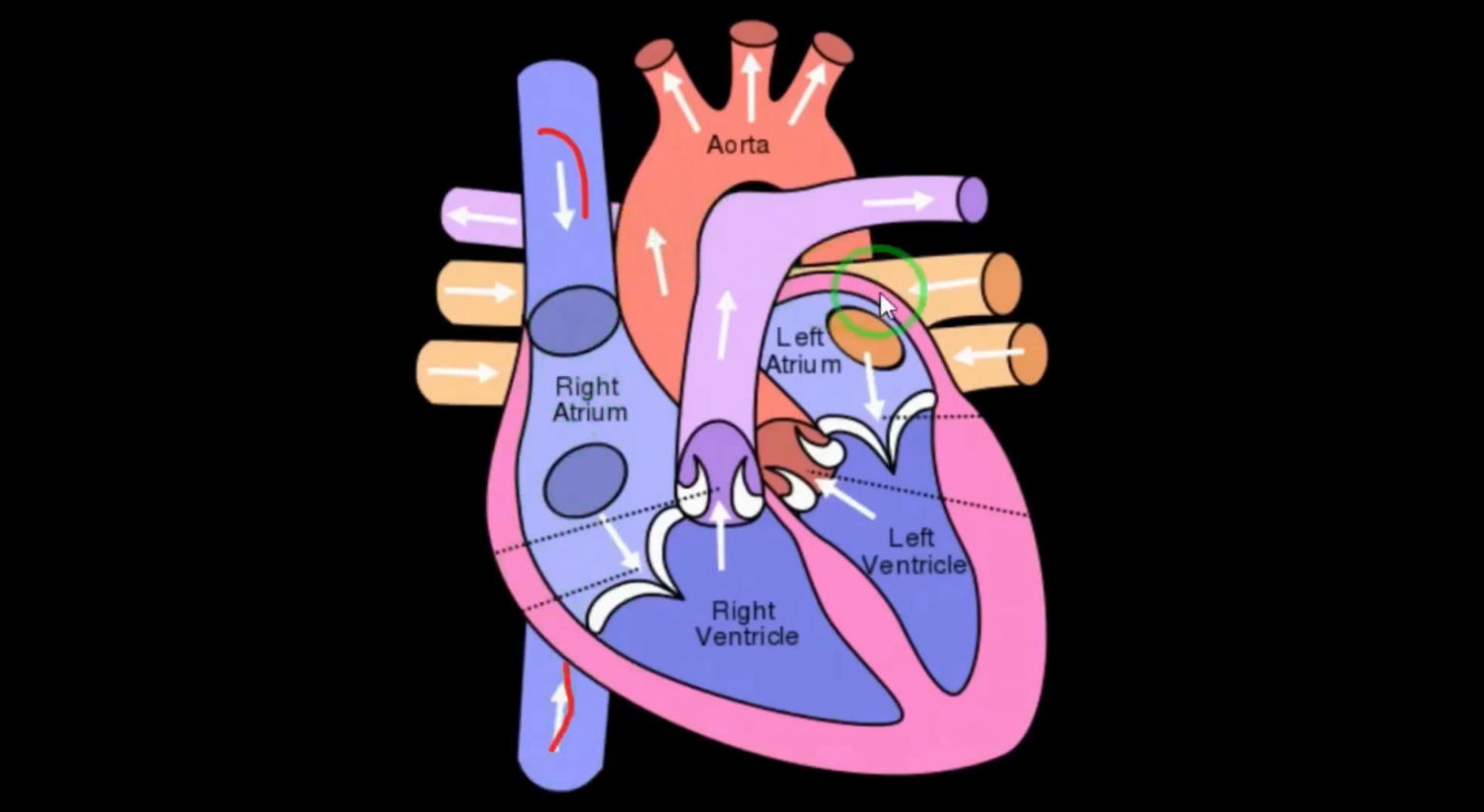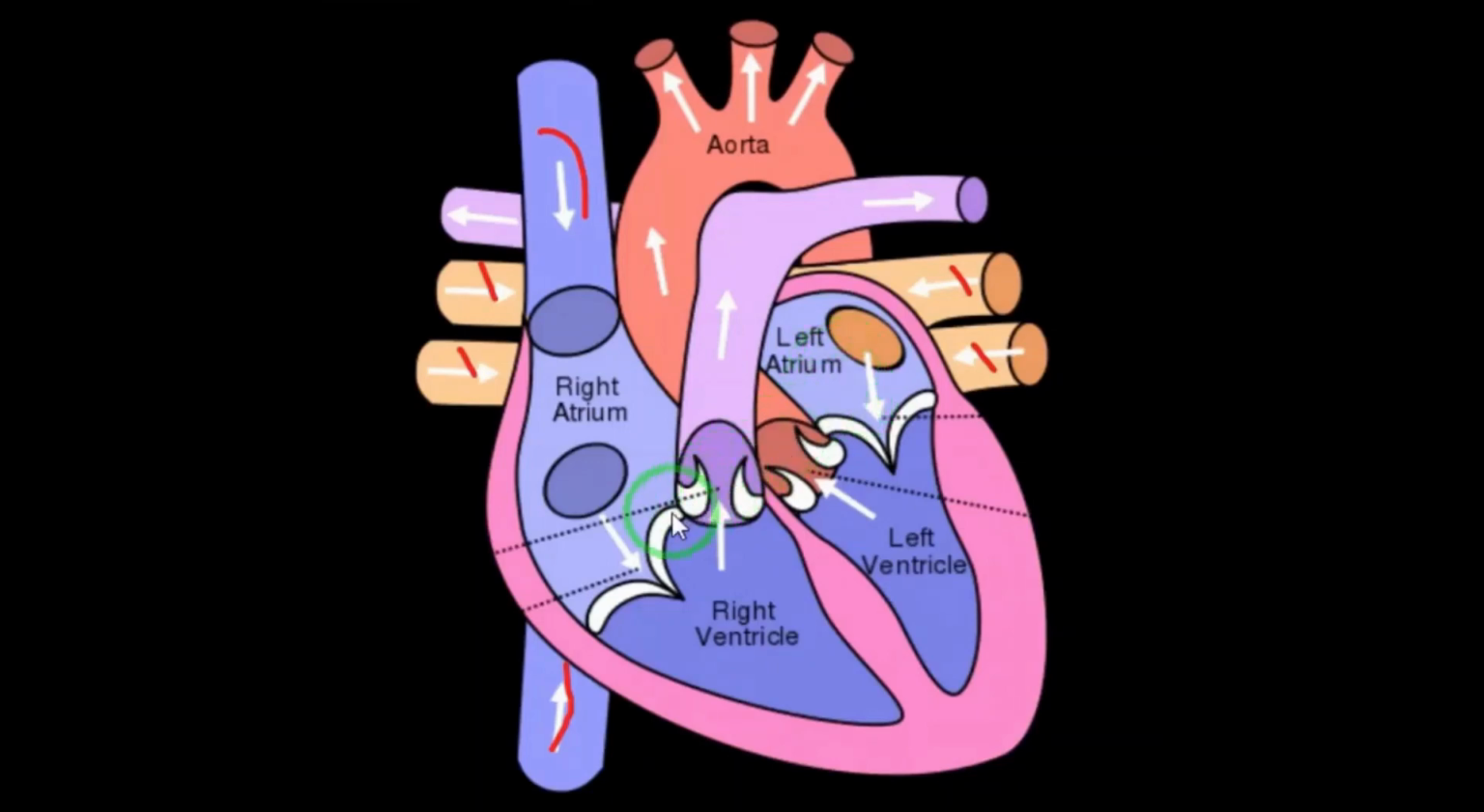Then pulmonary veins. Where is the pulmonary vein? This is a pulmonary vein, and this is also a pulmonary vein. These pulmonary veins bring oxygenated blood to the left atrium from the lungs.